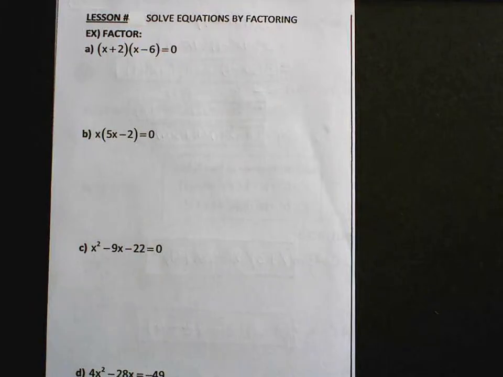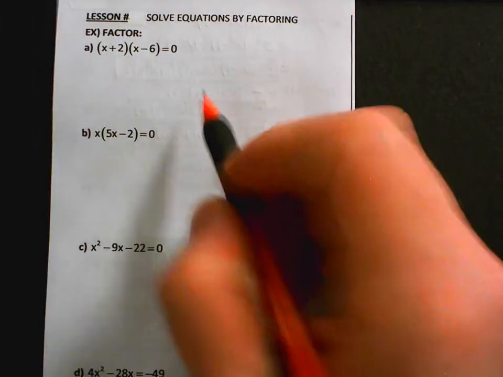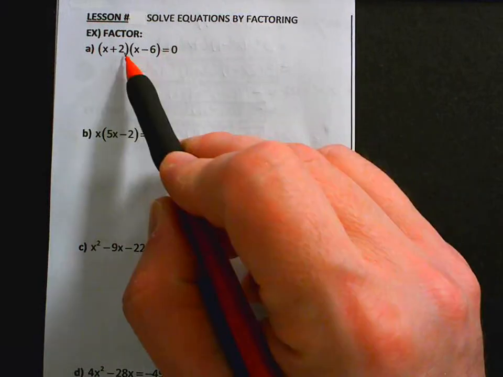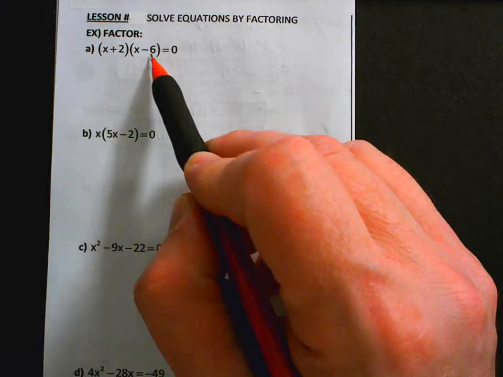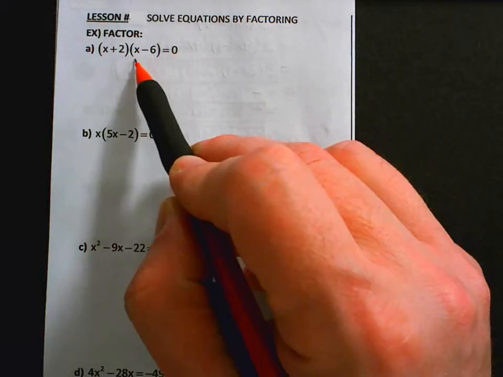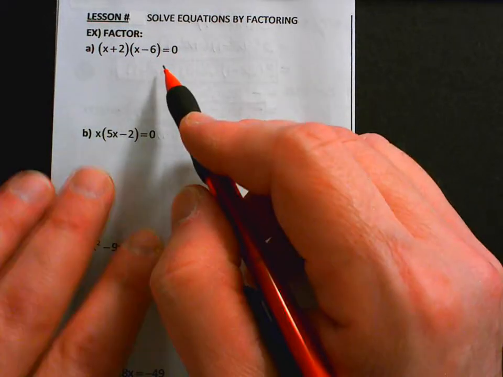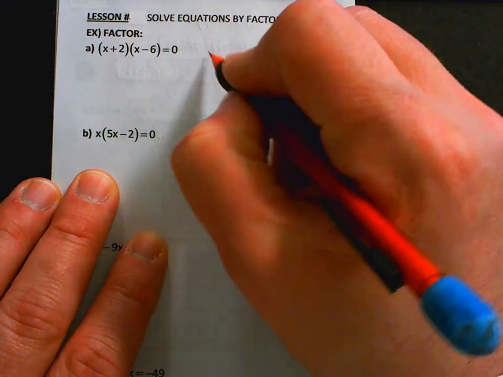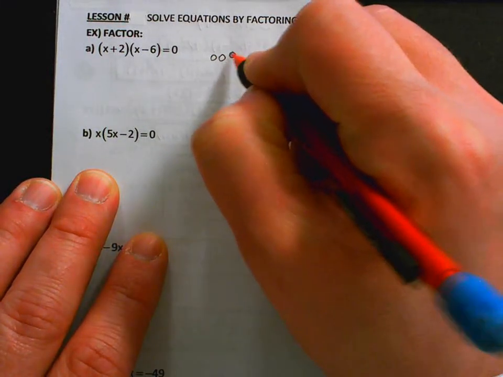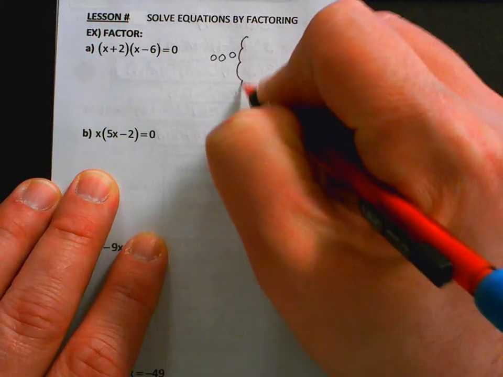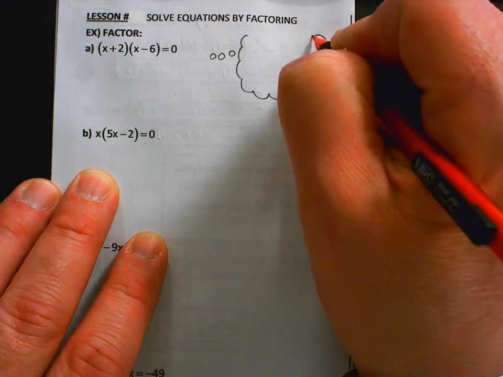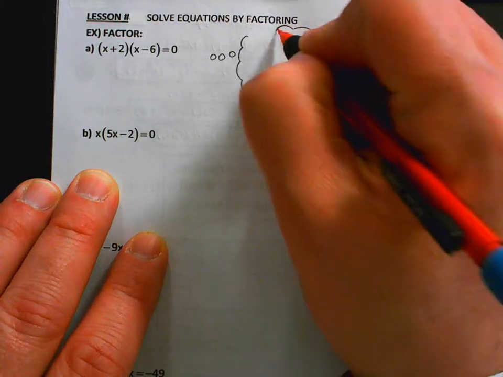Hello, this is going to be the lesson on solving equations by factoring. Basically, suppose I have this quadratic equation which equals 0. But before we go on with this problem, let's think for a second. If I have two numbers and I multiply them and I get a 0, what does that tell me about the two numbers?